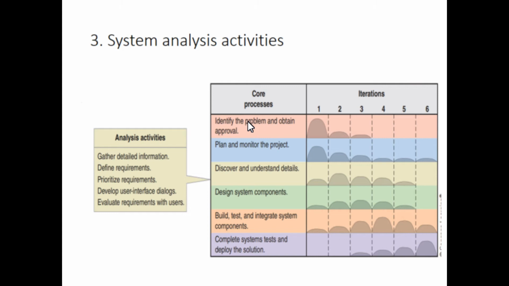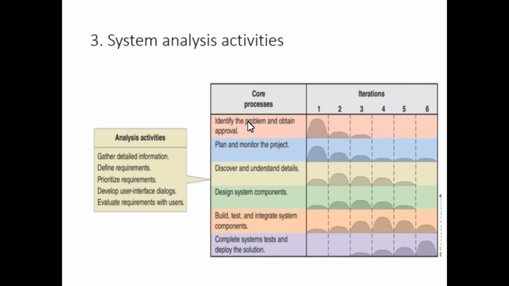So you need to gather detailed information, and then you would need to define requirements, and then you will prioritize requirements and develop user interface dialogues, evaluate requirements with users. So here you are talking about requirements. So you need to gather detailed information and then define specific requirements, and then prioritize those requirements, model requirements, and then at last you need to evaluate requirements with the user.